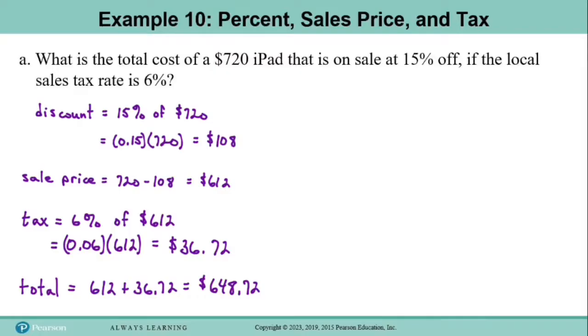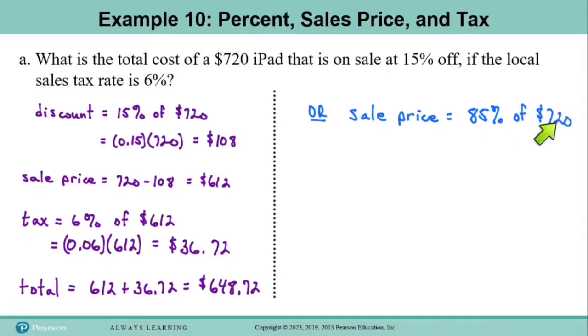But let's see if we can do it our shortcut way, because like we said before, when we're actually in a store deciding if we want to buy something or not, we don't care what the discount is or how much the sales tax is. What we care about is how much is it going to cost me to walk out the door with this thing, right? So let's do it the shortcut way. If we're saving 15% off of the original price, then we're paying 85% because 100% minus 15% is 85%. So the sale price of the item is going to be 85% of 720. So of course you know that's going to end up being 0.85 times 720.